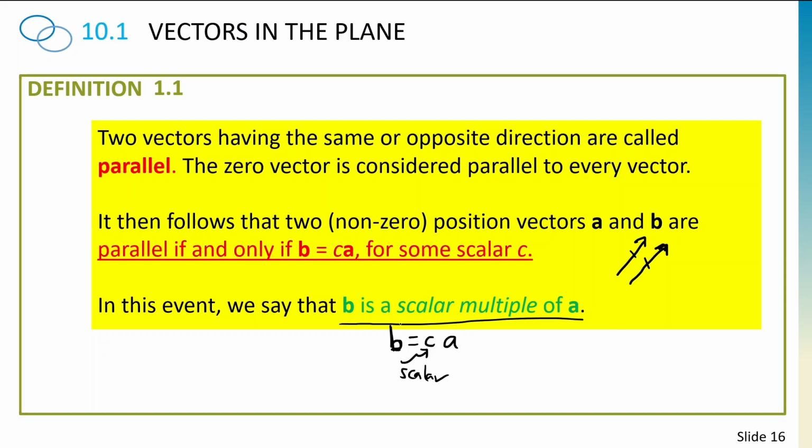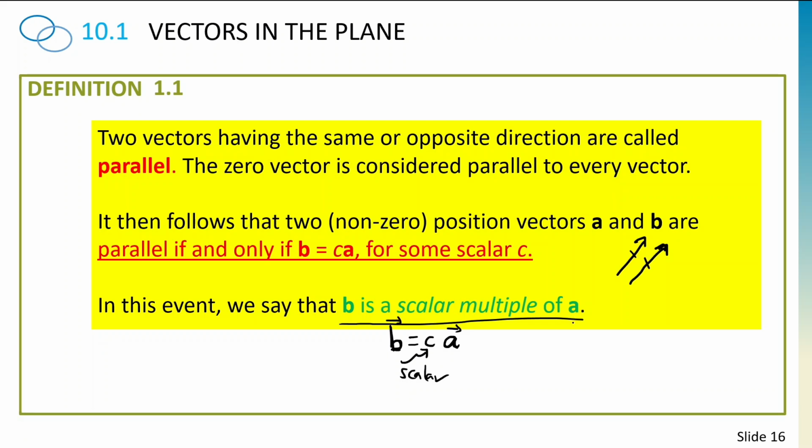I usually prefer to use the arrow on top of them, so you can distinguish that this is a vector. You can't easily show that something is bold, so it's easier to use the arrow on top. So this C is a scalar. I can say that they are parallel to each other if B can be written as C times A, a scalar multiple of A.